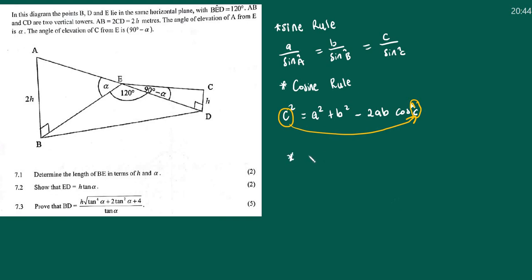And then the area rule. The area of a triangle is half ab sine theta, whereby a and b are the sides that are adjacent to each other, and theta is the angle in between. So a and b are the ones that make up this angle. That's when you can apply the area rule.